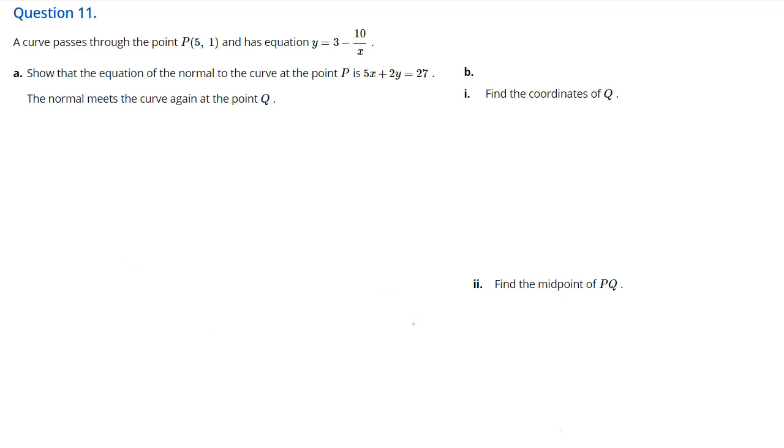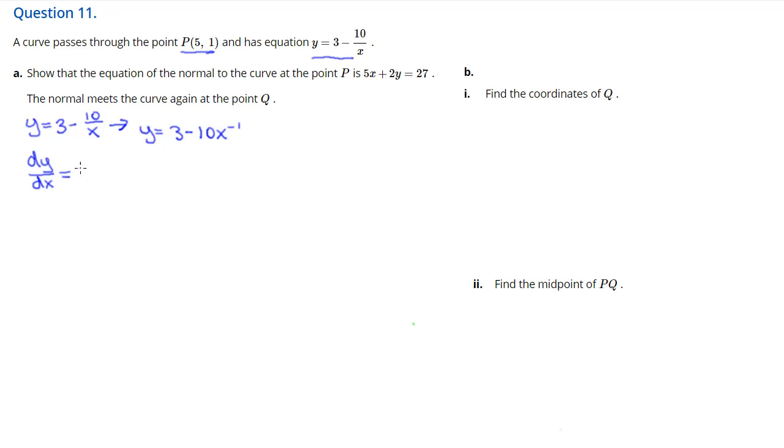Here we are on page 209. We're looking at number 11. We've got a point P(5, 1), and we've got this graph here. We've got this function of y equals 3 minus 10 over x. And what happens is that this point P is on that graph. And then we want to show that 5x plus 2y equals 27 is the normal.